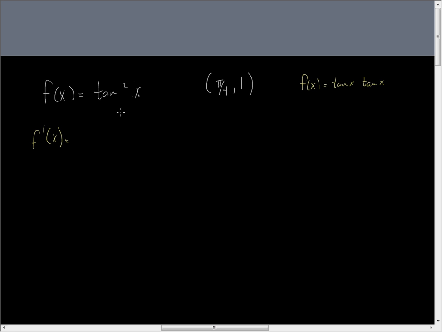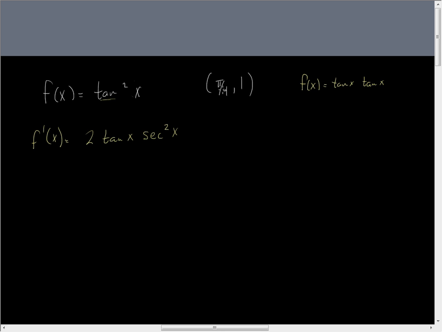Okay, so we've identified the inner function is tangent, the outer function is square, and so we take the derivative of the outer, which is 2 tangent x to the first, and so there's nothing left, times the derivative of what's inside. And the derivative of tangent is secant squared x. And so there's our derivative.